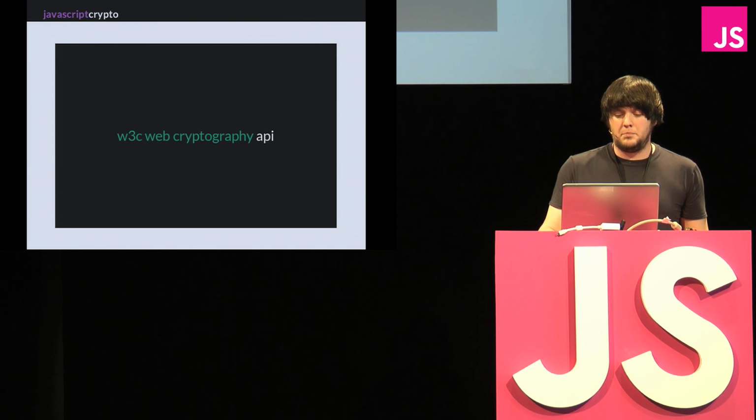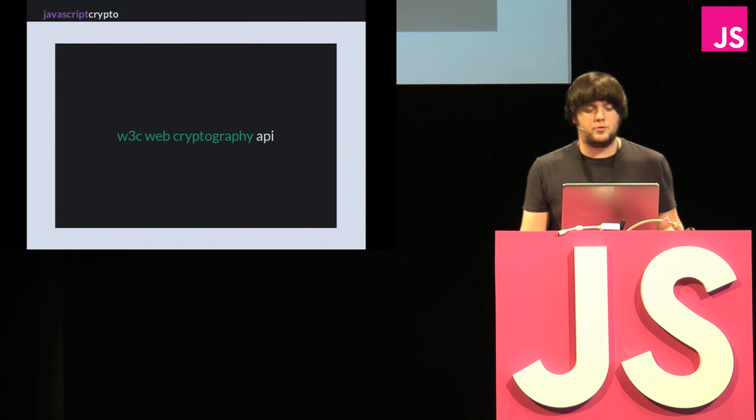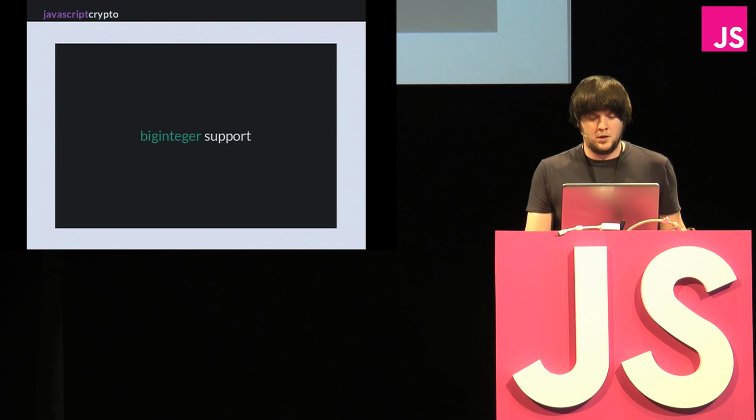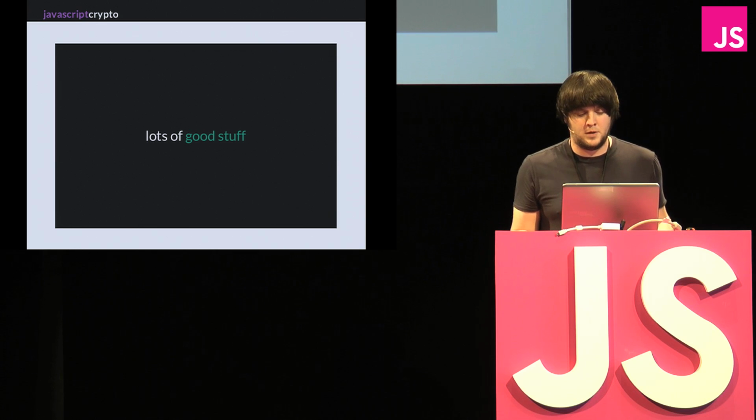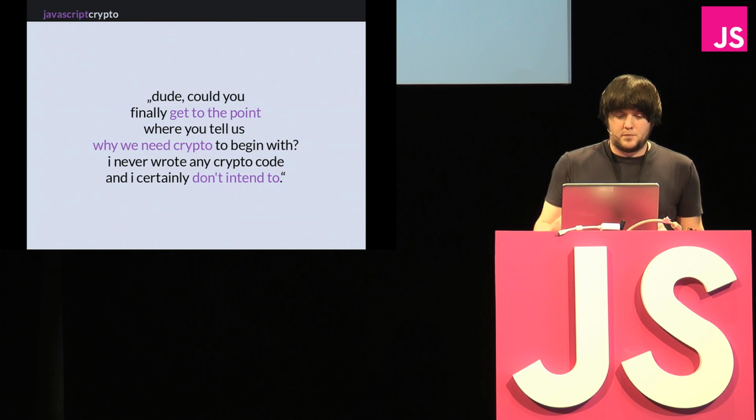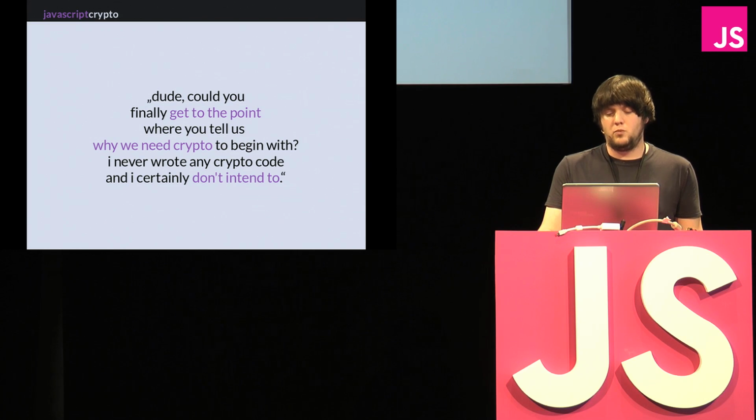And another major improvement that we've seen lately is the development of the W3C Web Crypto API. This gives us big integer support for RSA and other public key algorithms. And it also gives us this CSPRNG, the secure random number generator, and many other good stuff. So let's say this works in the future, but I still haven't told you why you should care. Why is this important to be able to do crypto in the browser?